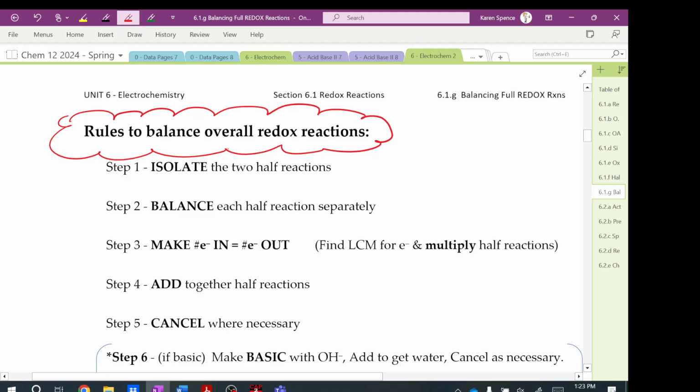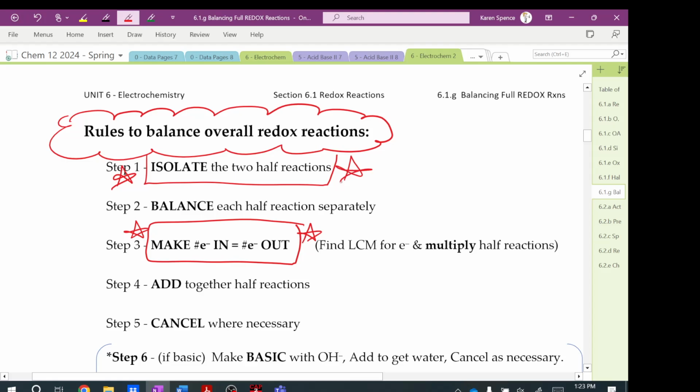So, rules to balance overall redox reactions. You isolate the 2 half reactions. Do you remember how we did that? We go, here's one, here's the other, okay? You balance each half reaction separately. Then you make the electrons in equal the electrons out. I'm going to put stars beside that, and stars around isolate the half reactions too, because people forget to do that. They just go right ahead and start adding waters and hydrogen ions without separating it, and that's how you end up with electrons in your full reaction, okay?